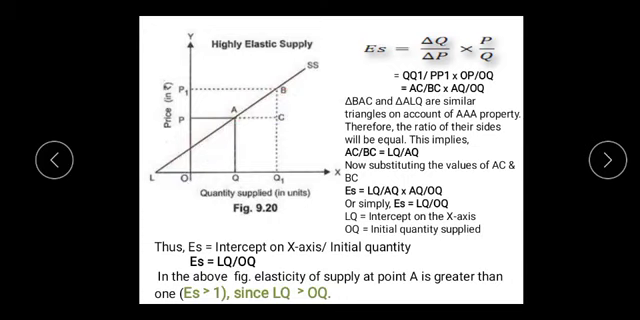Thus we can say that a straight line supply curve passing through the y-axis or having a negative intercept on x-axis is highly elastic or simply elastic supply curve, where elasticity of supply is greater than 1. That is the case when percentage change in quantity supplied is more than the percentage change in price.